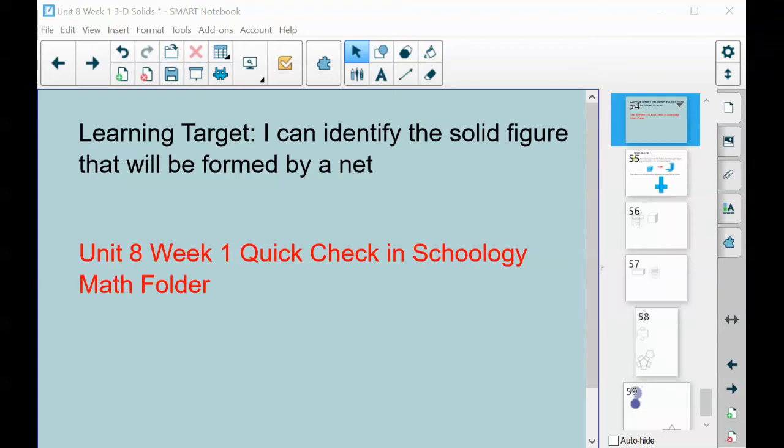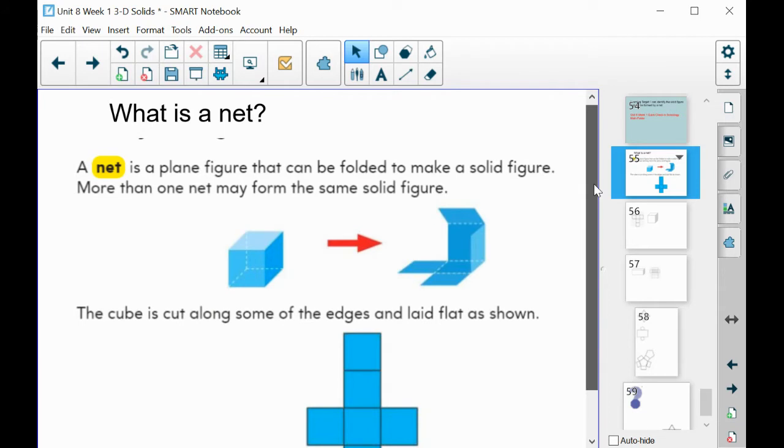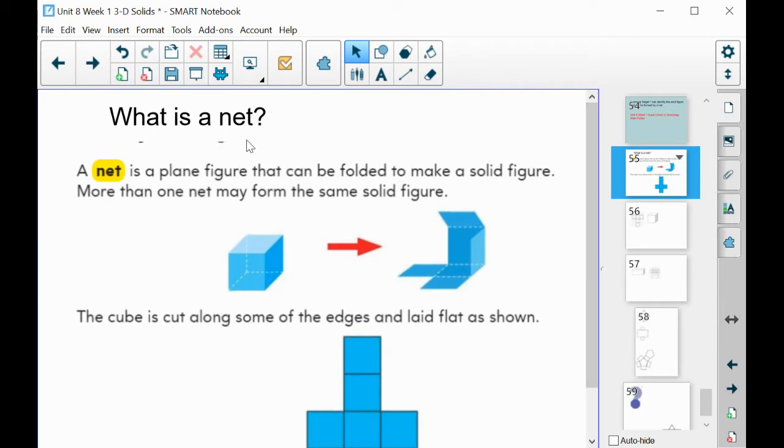Okay, today our learning target is I can identify the solid figure that will be formed by a net. Some groups got to work with nets yesterday, but some of you did not. So real quick, first thing we're going to do is look at what is a net, because I'm sure when you see net, you probably think of some other things.